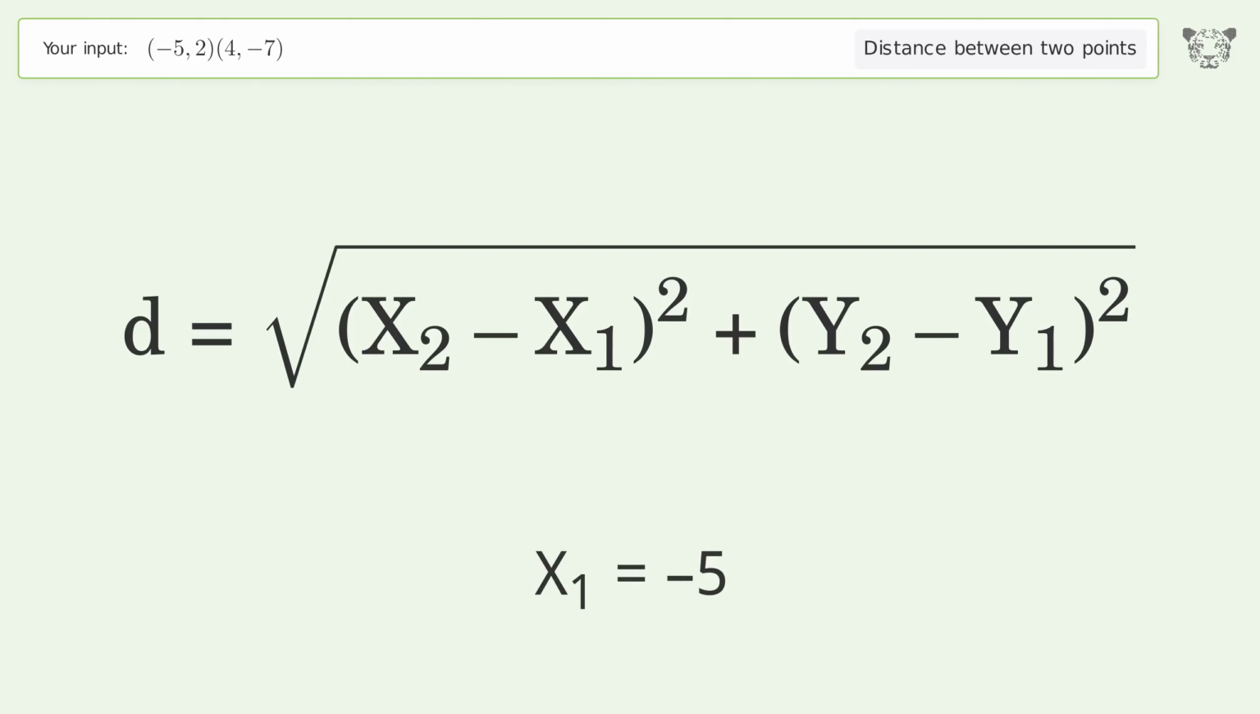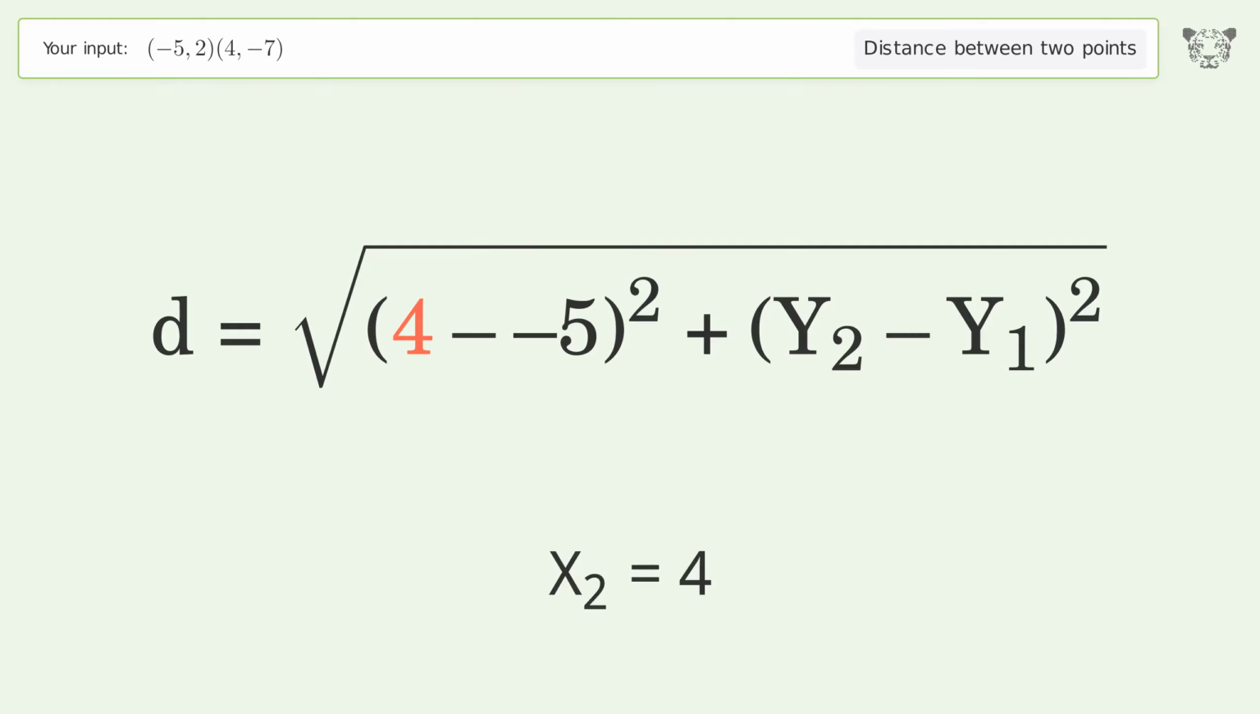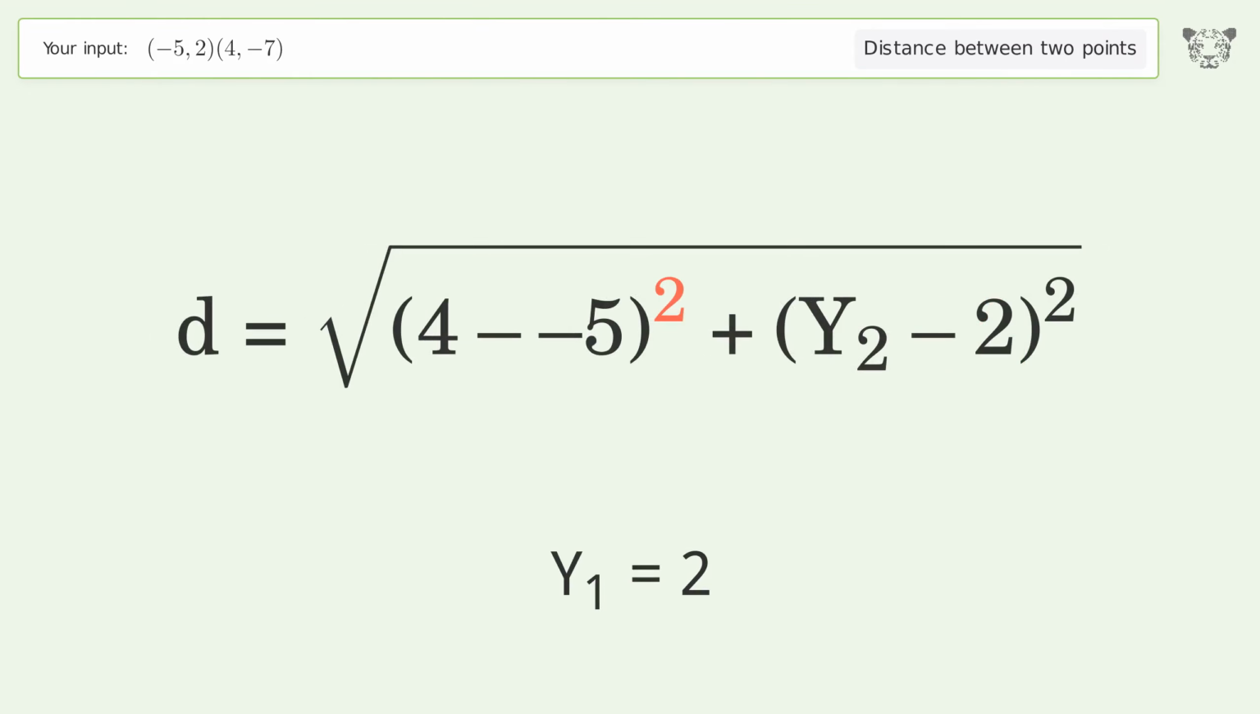x1 equals -5. x2 equals 4. y1 equals 2. y2 equals -7.